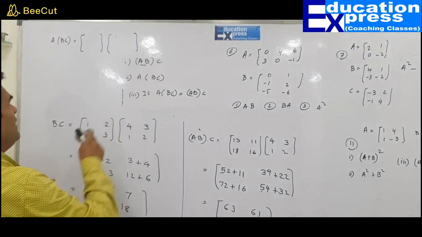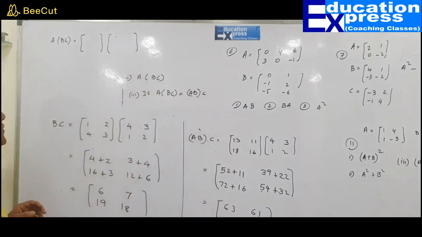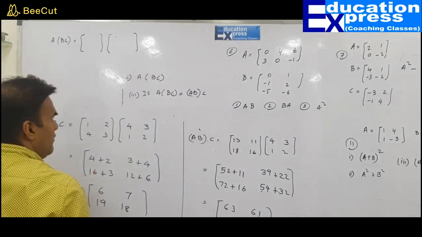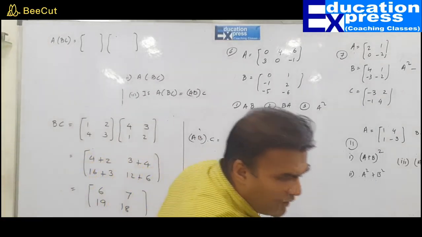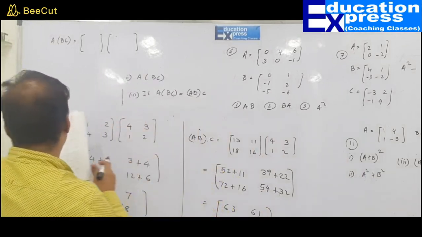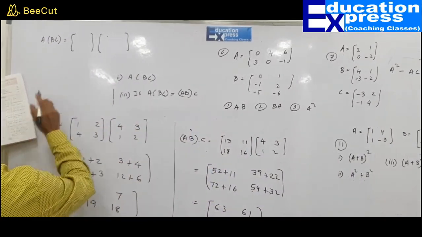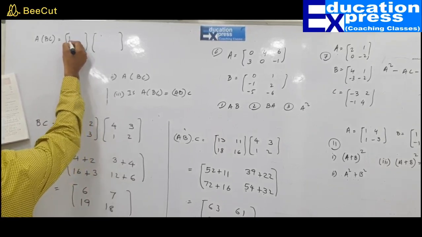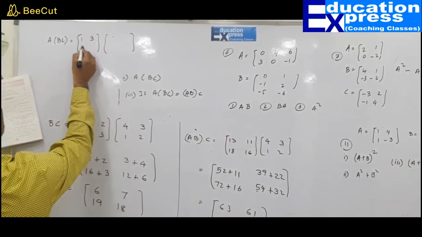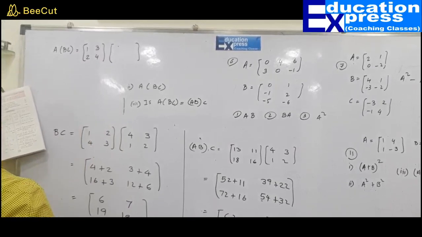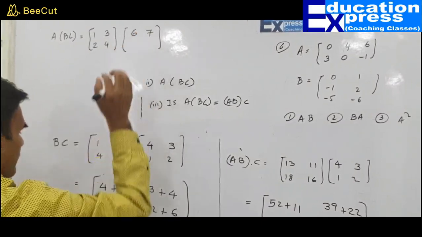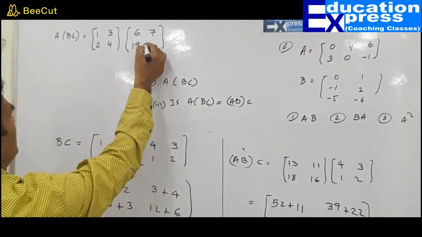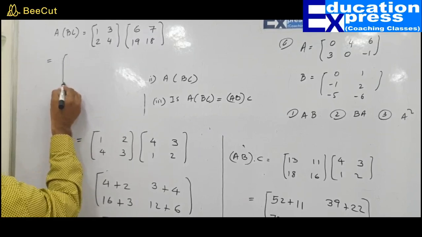Do I have matrix A? The answer is, of course, yes. We have matrix A. Where is matrix A? Oh, we just rubbed it out, sir. So we need to find out from the textbook what is matrix A. So my matrix A is 1, 3, 2 and 4. What about matrix BC? We already found out 6, 7, 19 and 18. So can you multiply this?